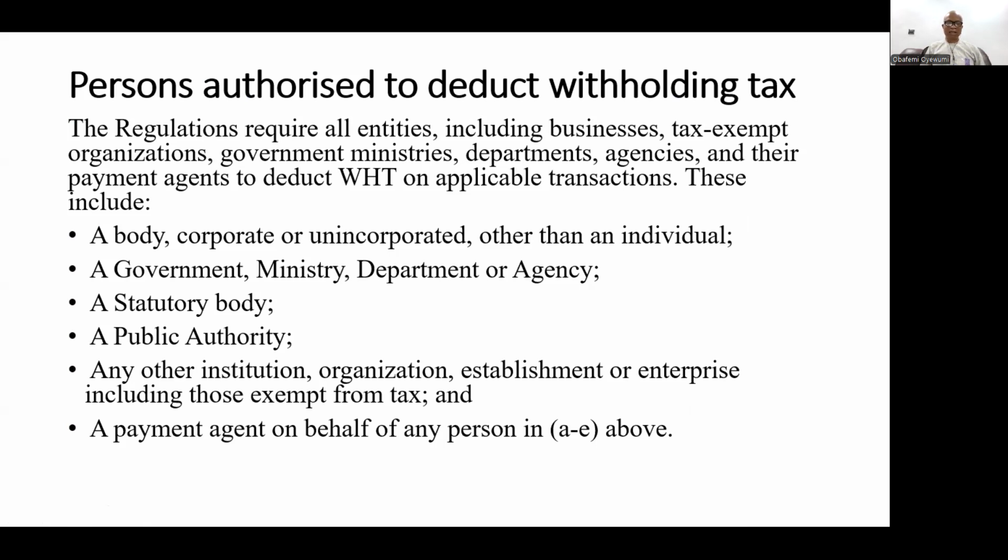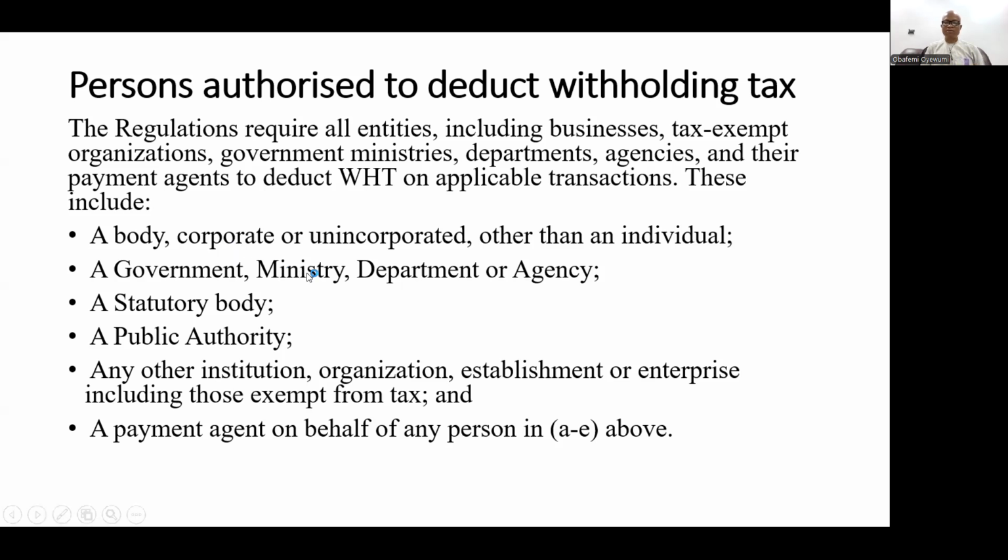So let's move ahead to look at the regulations in detail. The regulations require all entities, including businesses, tax-exempt organizations, government ministries, departments, agencies, and their payment agents to deduct withholding tax on applicable transactions. This includes a body, corporate or unincorporated, other than an individual. All right. So as an individual, you may not be able to say, I want to deduct withholding tax from any payment whenever I go and transact business with these organizations.